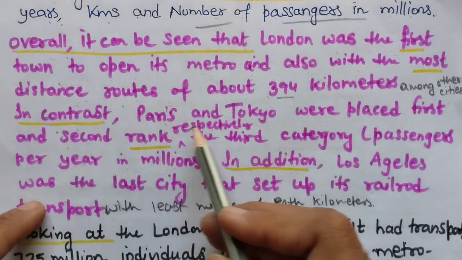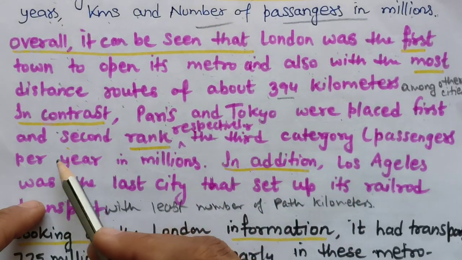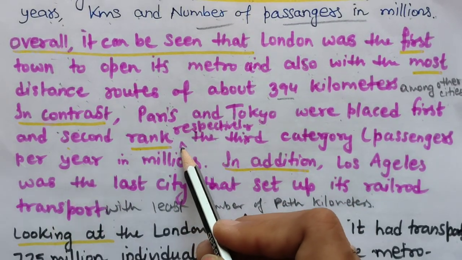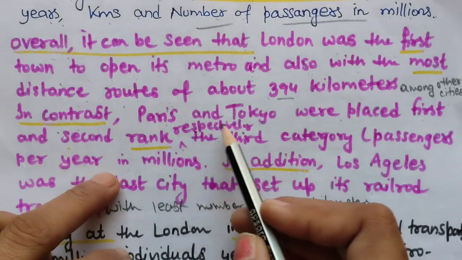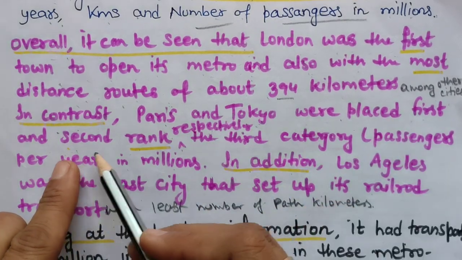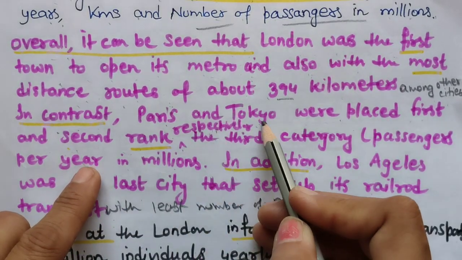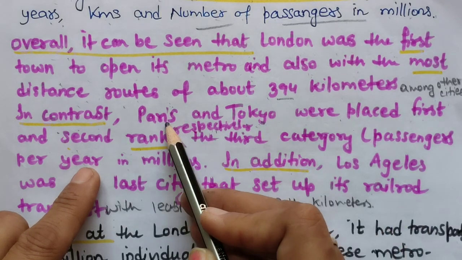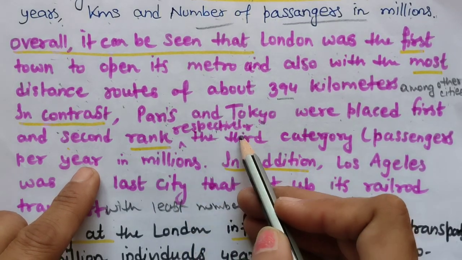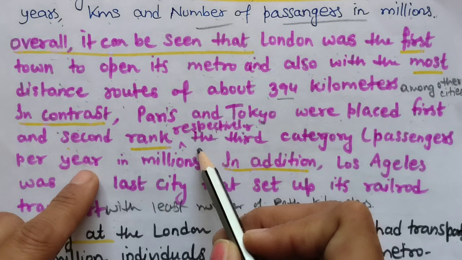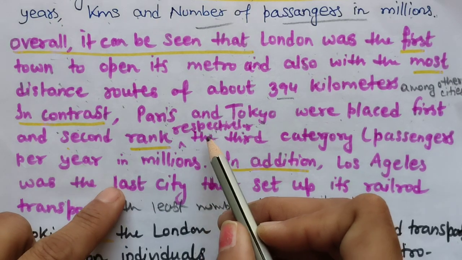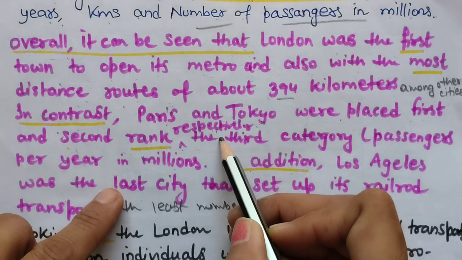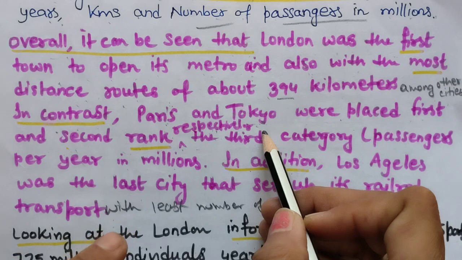In contrast, Paris and Tokyo were placed first and second rank respectively. See, Paris and Tokyo were placed first and second ranks. See this. Tokyo was the first and Paris was the second. But how I have given wrong information, that answer will give a wrong impression on your IELTS examiner.